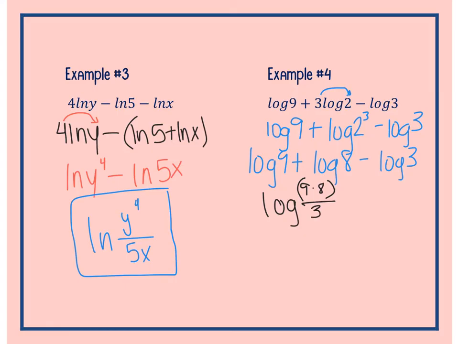Okay? And we simplify as much as we can. There's no variables here, so I'm going to actually keep working this out. What is 9 times 8? 72. So this is the log of 72 divided by 3. Well, what is 72 divided by 3? The answer is log of 24.